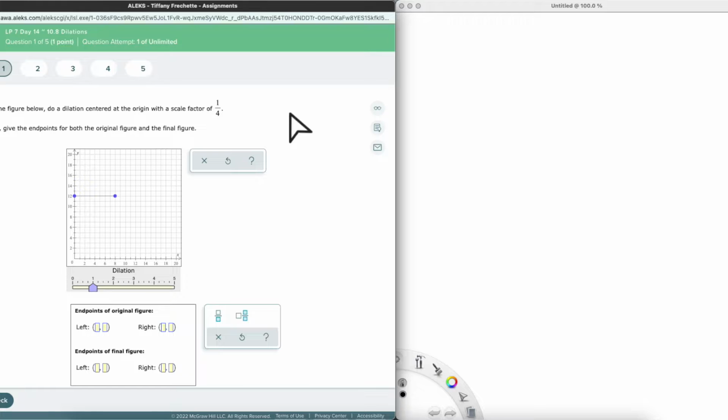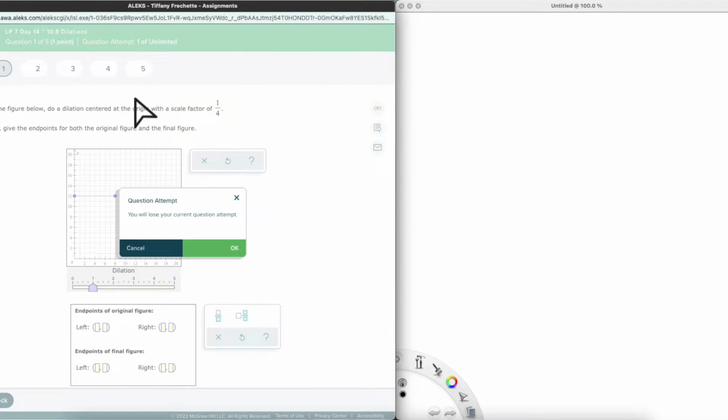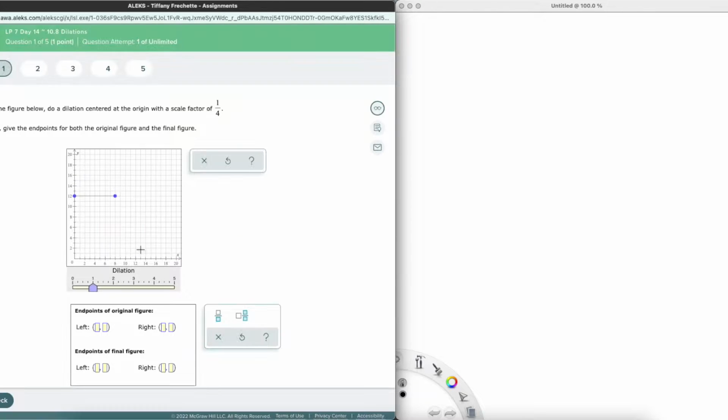All right, so on the side here, we have explanation, example, and message center. Explanation tells you you're going to lose your question attempt because it's going to literally give you the answer to this question. So I'm going to give you the answer and then let you come type it in.